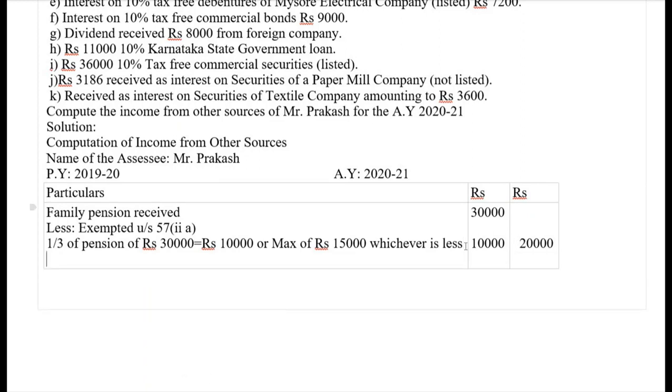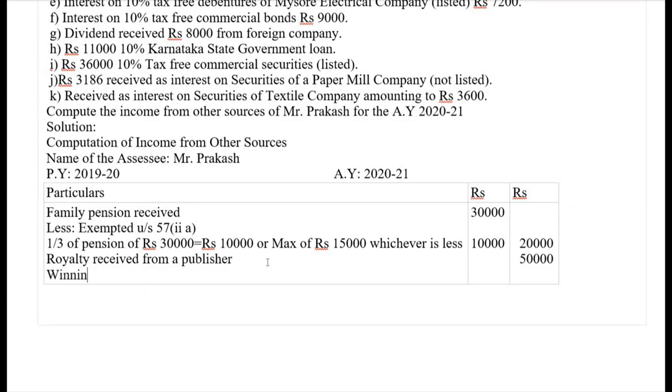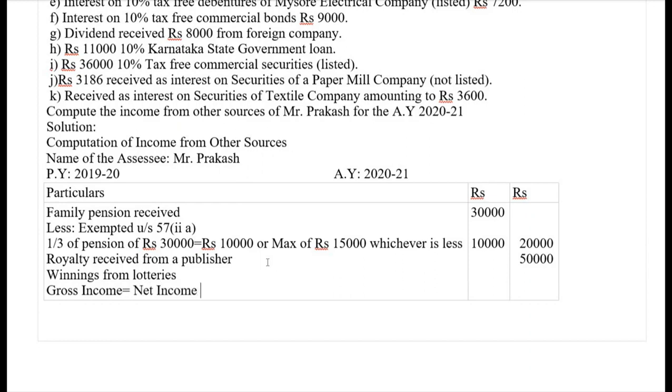Then the next one here, royalty received from a publisher, which is given as rupees 50,000. Then the next one here, winnings from lotteries. So gross income equals net income multiplied by 100, divided by 100 minus 30, since the rate of TDS here is 30% on casual incomes, that's we are going to get rupees 70.